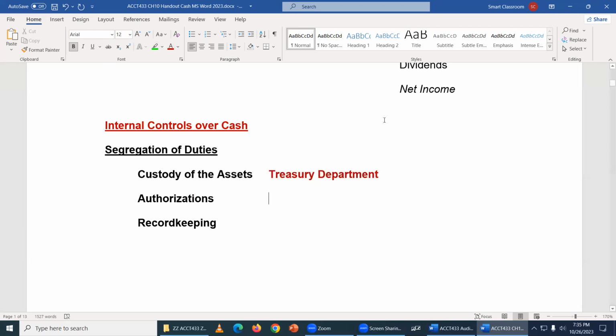Authorizations usually come through accounts payable, but it could be other parts of the organization too. Let's just say accounts payable. And the record keeping is done by accounting.